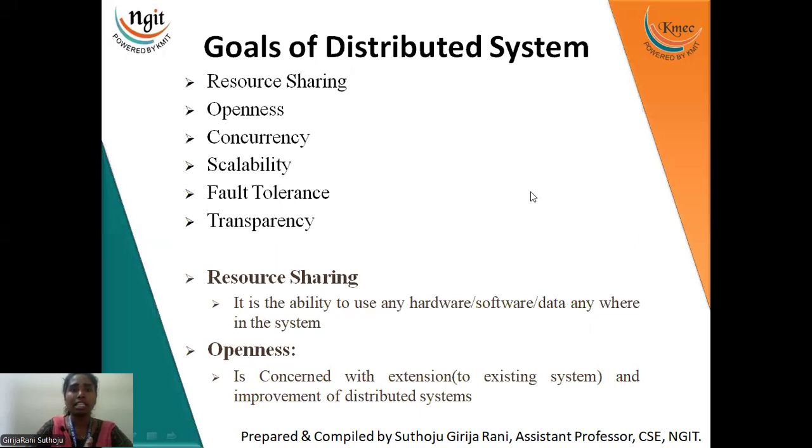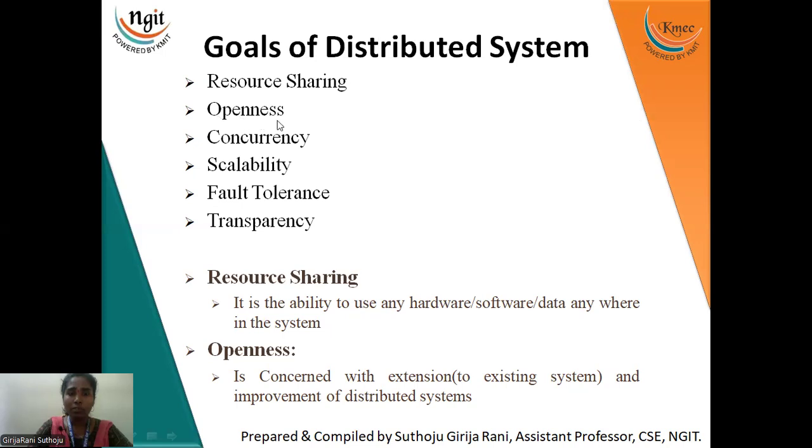So the next and the last topic in this session is the goals. What are the goals of distributed systems? There are 6 goals listed below. The first goal is resource sharing. Second is openness. Third, concurrency. Fourth, scalability. Fifth, fault tolerance, and sixth, transparency. Coming to resource sharing, here the resources should be evenly shared between n number of systems, right?